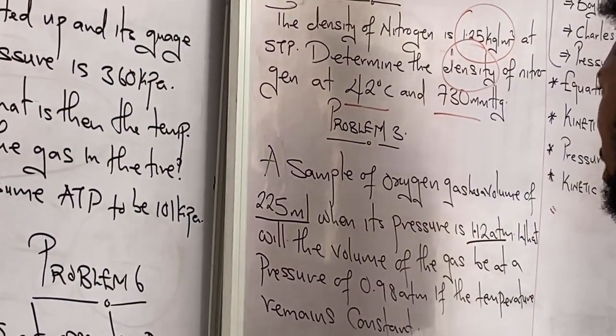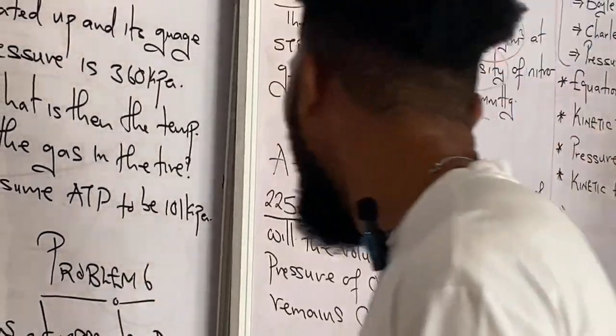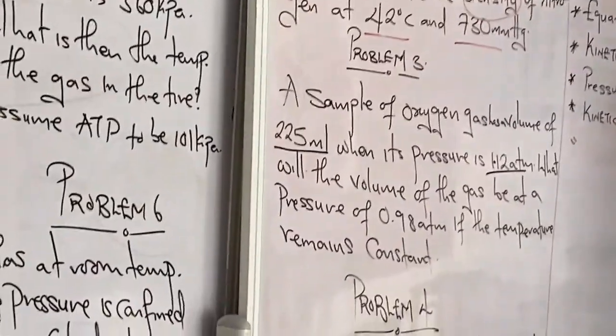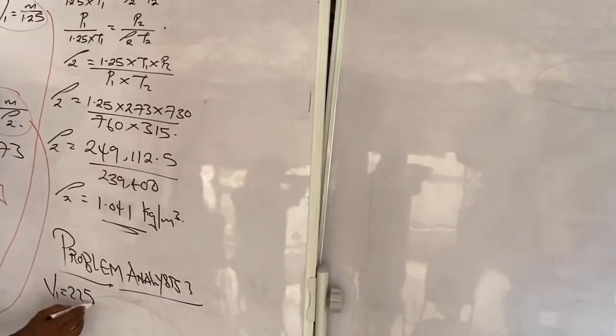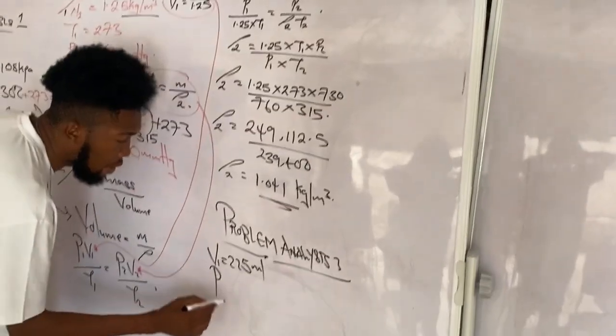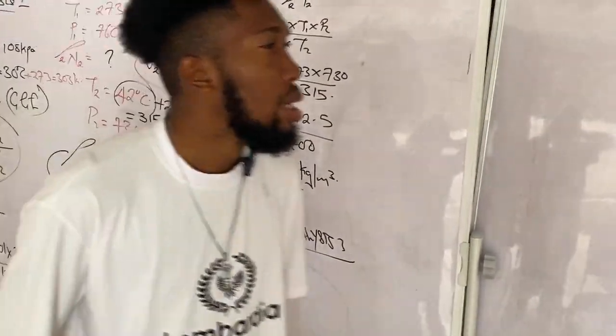Let's put down the parameters. A sample of oxygen gas has a volume. So volume V1 225 mil, and they gave us the P1, that's the pressure one. They said that the pressure one is 1.12 atm.